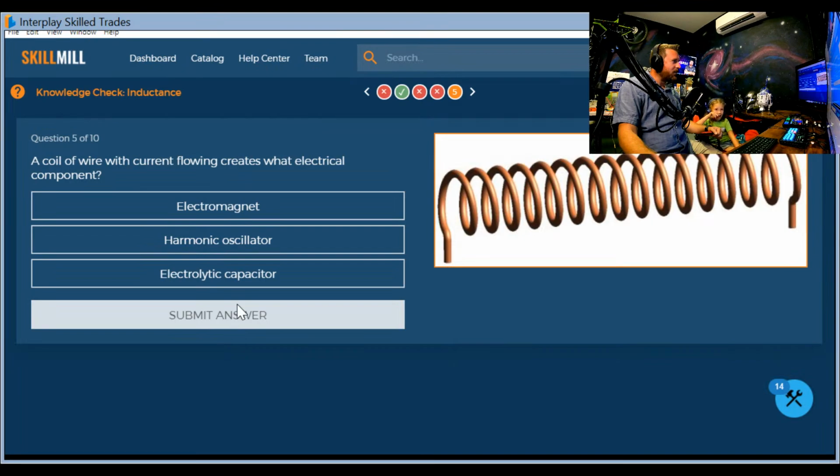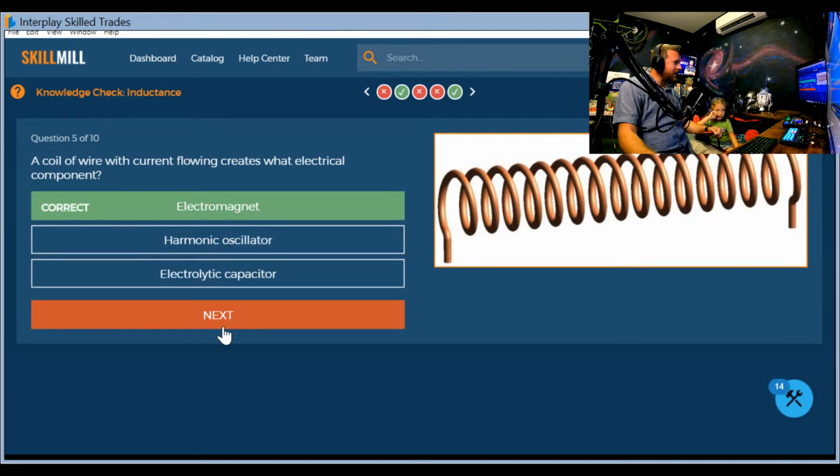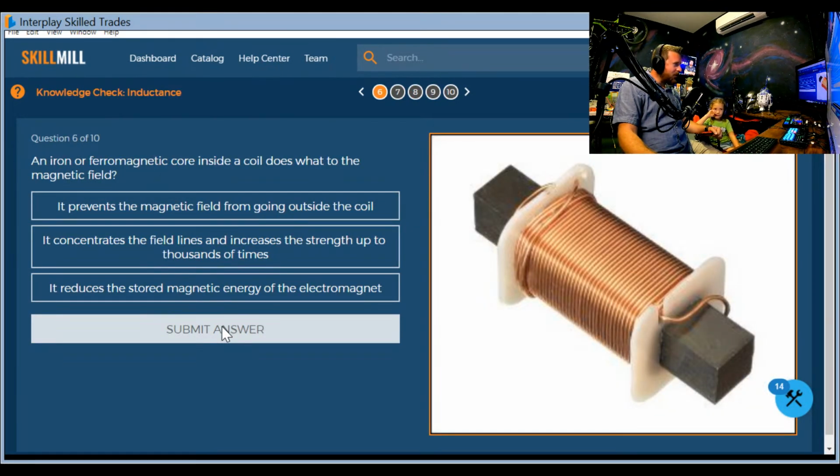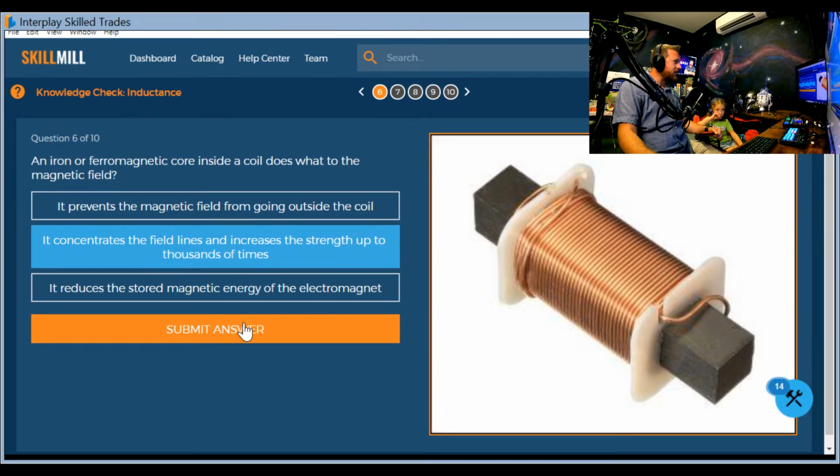Coil of wire becomes an electromagnet. I'm sorry I made you go through this, Maddie. This one was dumb. An iron or ferromagnetic core inside a coil does what to the magnetic field? Concentrates it.